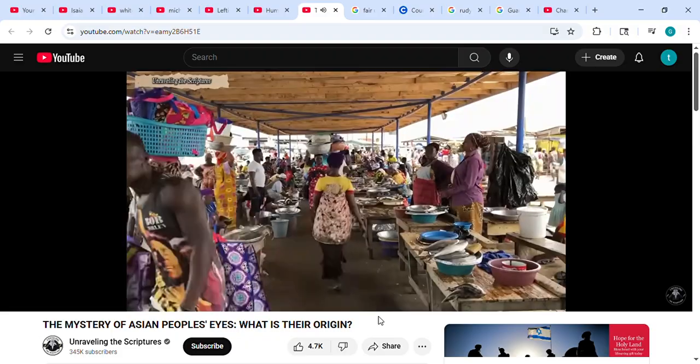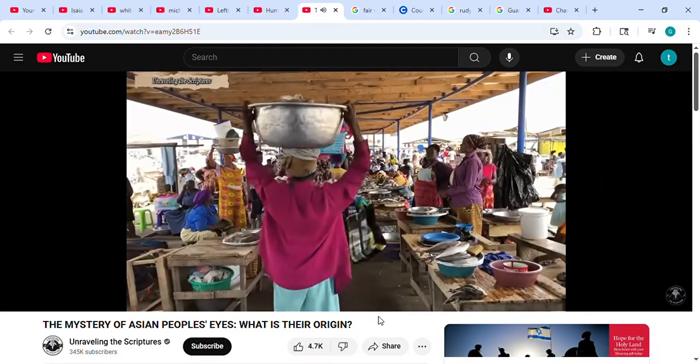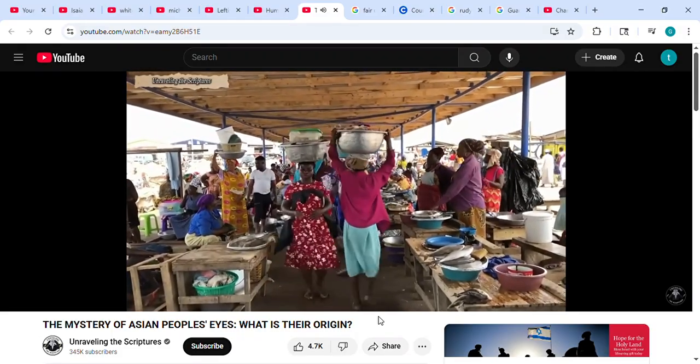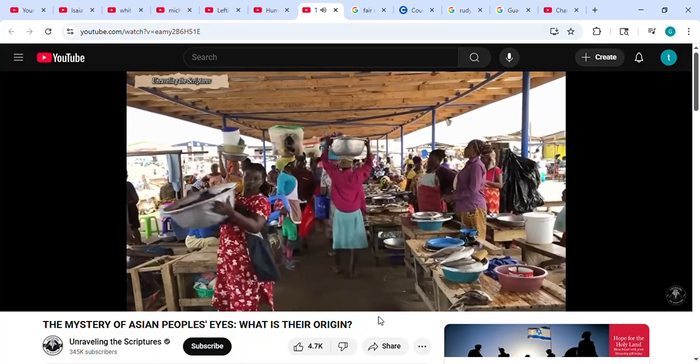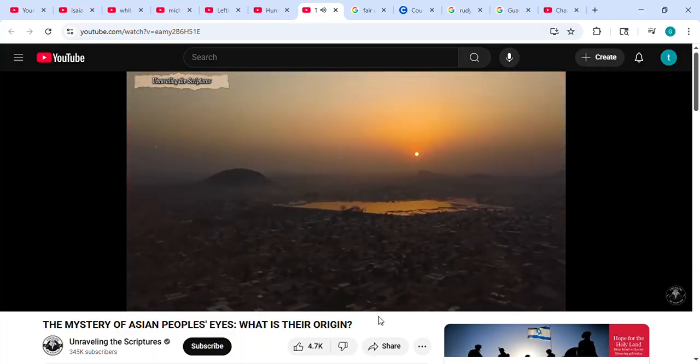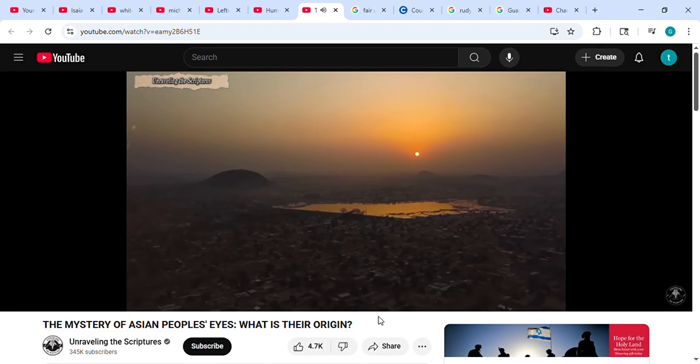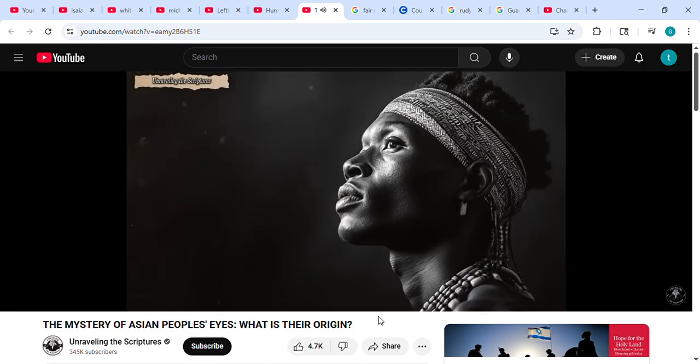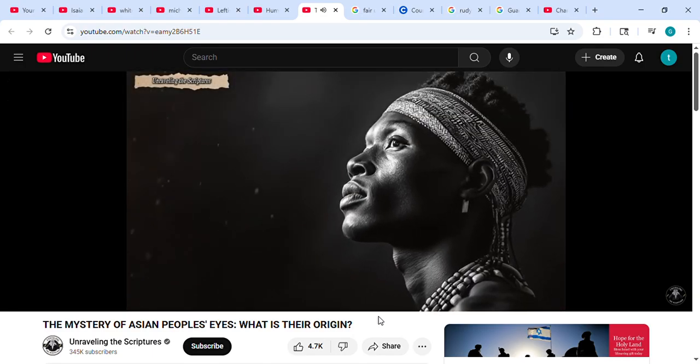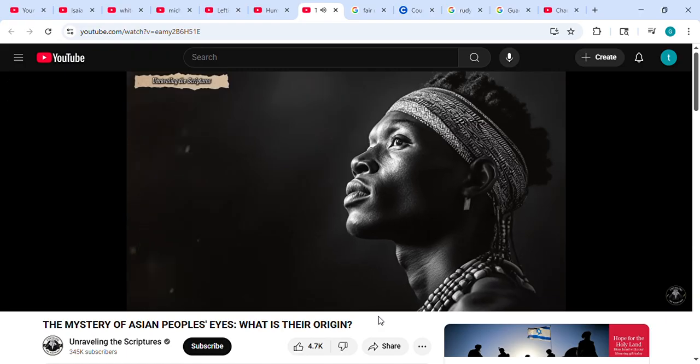If it were a universal adaptation to hot climates, it would be expected that all inhabitants of these regions would have this fold, which weakens the credibility of this evolutionary hypothesis. This question remains open, showing that the origin of the epicanthic fold is still not fully understood.